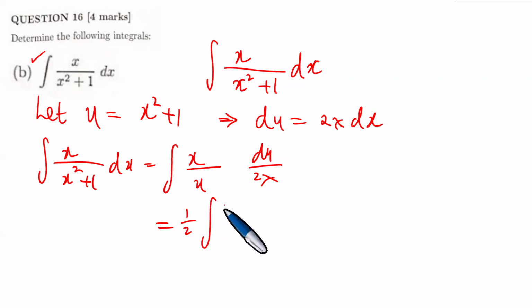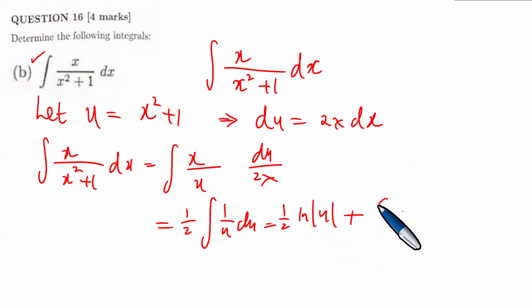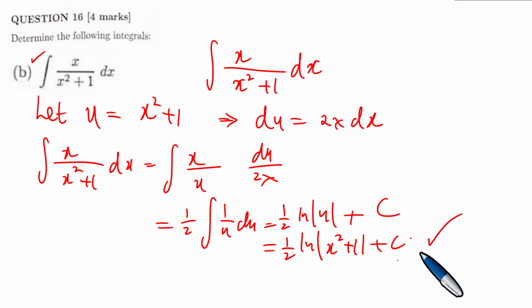1 over 2, 1 over u du, which is the ln of u plus C, because the integral of 1 over u is ln u, and therefore the u is x squared plus 1, plus C. And therefore, this integral becomes 1 half the ln of x squared plus 1. Any question? So that is the answer.